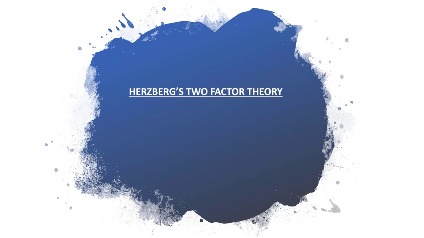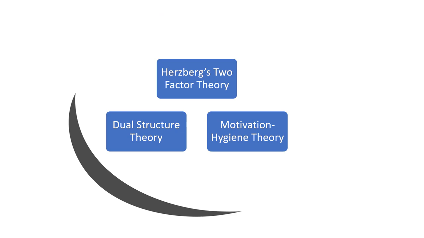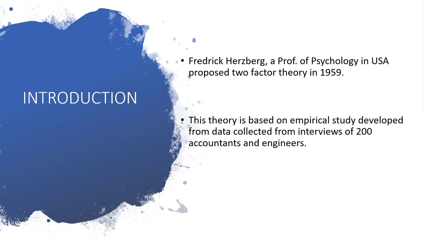He also said a few terms which were in contrast to the traditional view which we always thought exists. So let's begin with the introduction of this theory. Herzberg two-factor theory is also called dual structure theory or motivation hygiene theory. Frederick Herzberg, a professor of psychology in USA, proposed the two-factor theory in 1959.